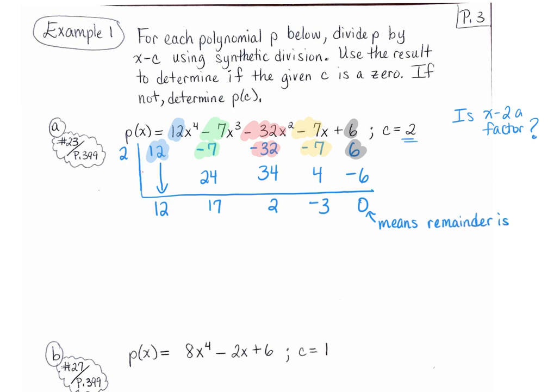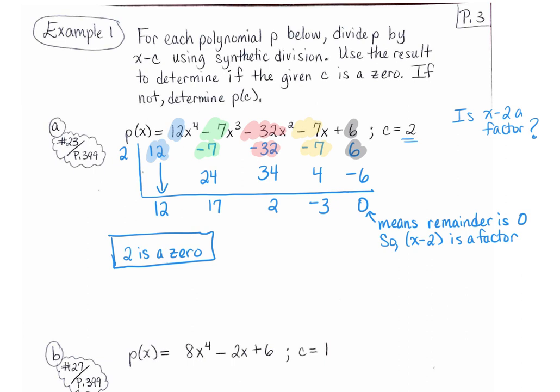Because we got 0 here, this means our remainder is 0. So that means x minus 2 is a factor, right? Because it says use the result to determine if the given c is a 0. Because our remainder was 0, that means 2 is a 0. That's our final answer.